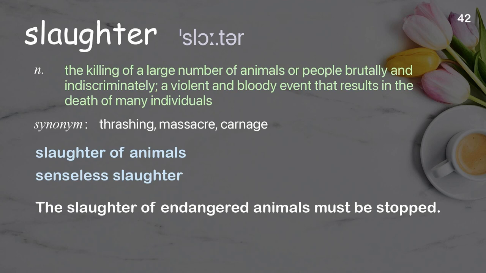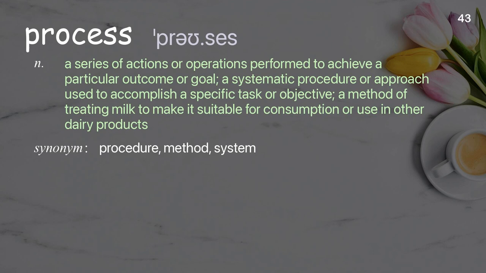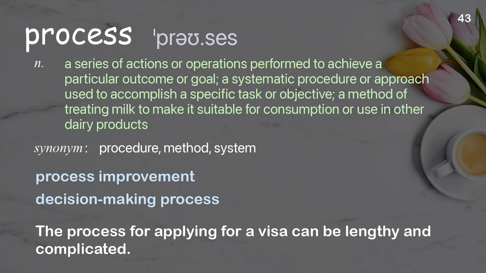Process. A series of actions or operations performed to achieve a particular outcome or goal. A systematic procedure or approach used to accomplish a specific task or objective, a method of treating milk to make it suitable for consumption or use in other dairy products. Examples: Process improvement. Decision-making process. The process for applying for a visa can be lengthy and complicated.